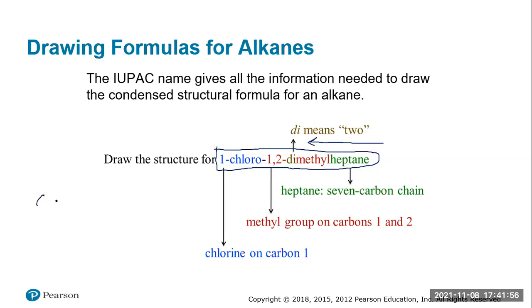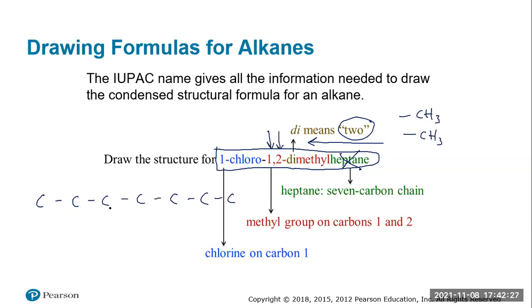So really all you want to lay out is the 7 carbons, nothing else, just the carbons. 1, 2, 3, 4, 5, 6, and get the right number there. We'll go with 7. That takes care of the heptane. 1,2-dimethyl. So di means 2. Within this compound there are 2 methyl groups, and they are on carbons 1 and 2.